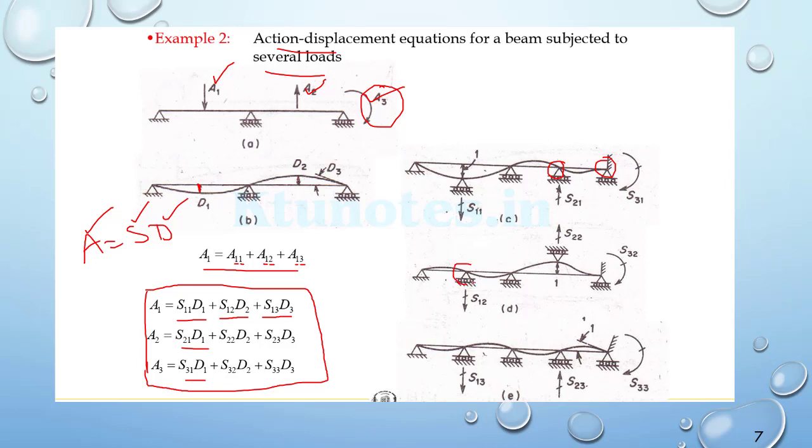That's why you are applying a hinge here, and this value should be 1, and this also should be 0. For the third case, you are applying a unit rotation only, provided D2 and D1 equal to 0. So hinge here and here, and there is a rotation.